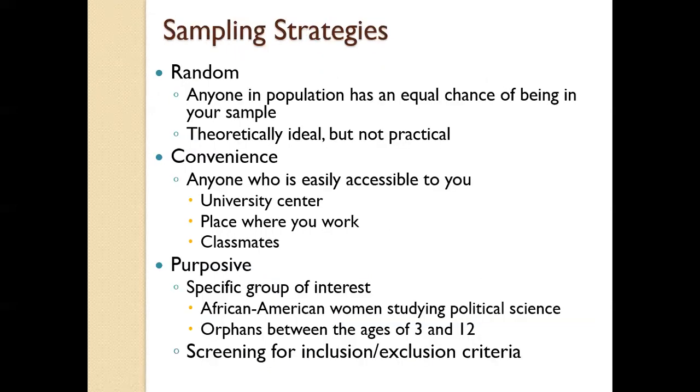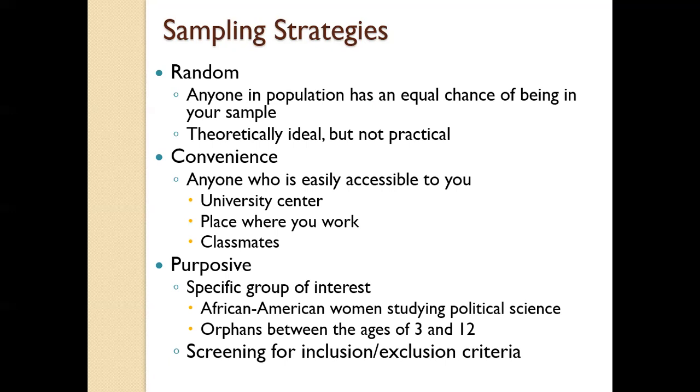In random sampling, anyone in the population has an equal chance of being in your sample. So, for instance, suppose that your population of interest is all undergraduate students at the University of Central Florida. Clearly, we cannot sample all of those people, but in a true random sample, it means that anyone in that population has an equal probability, or an equal chance, of getting into your sample.